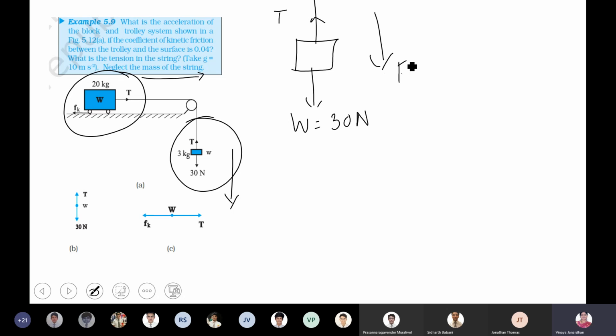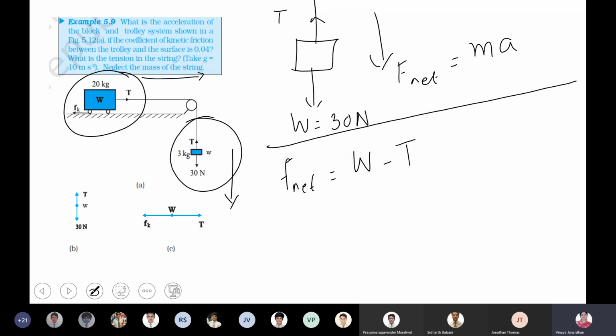The net force is acting in which direction, boys? Downwards. That is mass of this body, that is 3 kilogram, into acceleration. So I can write F net is equal to W minus T. Are you clear, boys? I'm only considering the block, right? The block is moving in the downward direction. So F net is M into A. There are two forces acting on the block: its weight in the downward direction, tension in the upward direction. Clear? So M into A must be equal to 30 minus your tension.